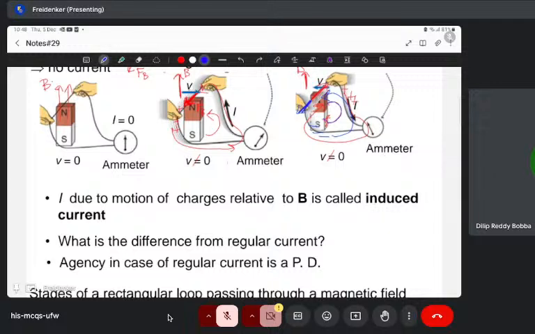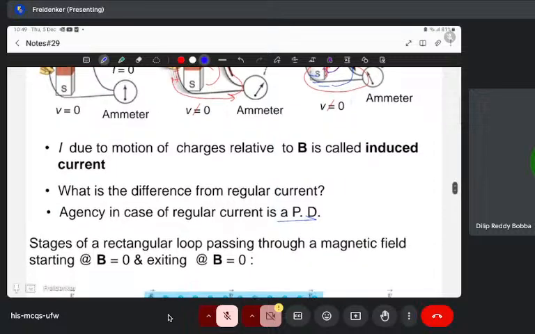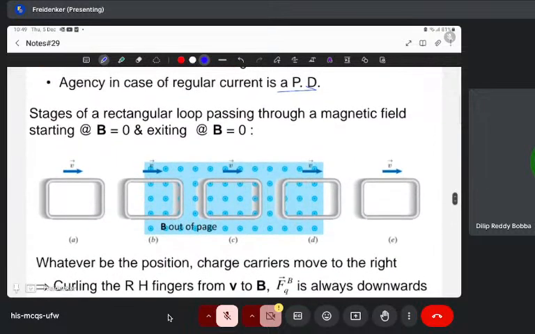What is the difference? In regular current you have some potential difference because of which electrons start moving. But here they are moving because of induction, electromagnetic induction. Yes, electromagnetic induction.